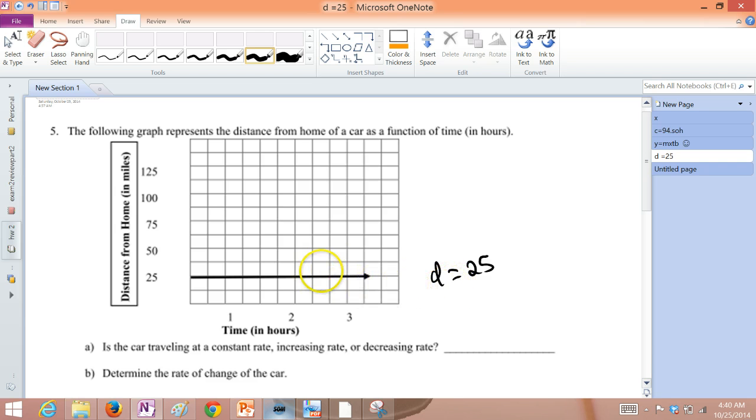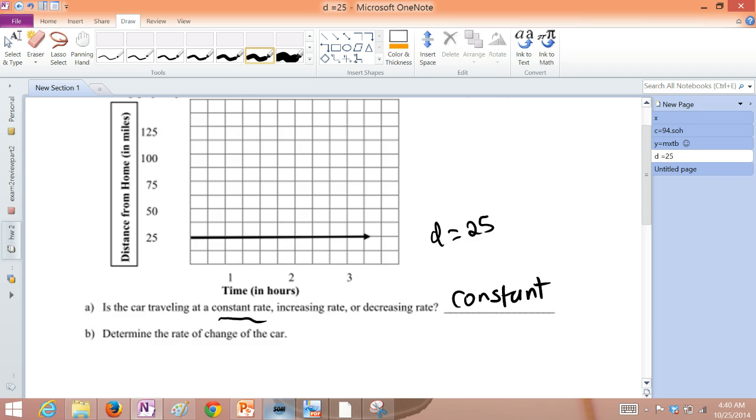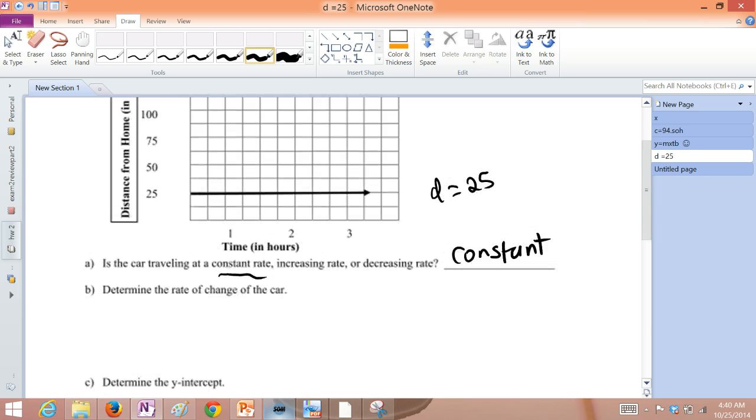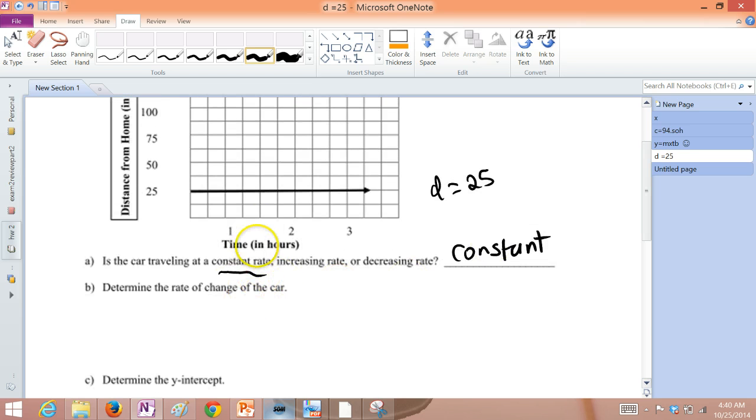the rate of change is zero. It's traveling at a constant rate. It's not even moving. It's like you're parked at work 25 miles from home. And so we're going to say that it's traveling at a constant rate. But it's not really traveling at all. It stays 25 miles. So the rate of change would be zero.